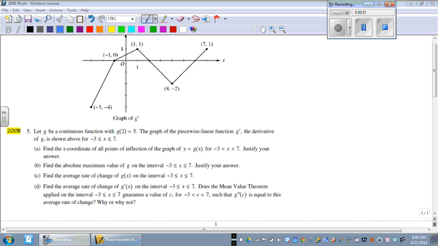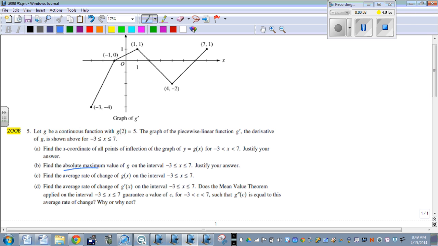For part B, we're asked to find the absolute maximum value of g on the interval from -3 to 7. Justify your answer again, so we need to back up our answer. So, again, forget about this problem for a second. Just in general, when we talked about absolute maximums, what did we have to figure out, or what did we have to remember? What do you remember about absolute mins and maxes?